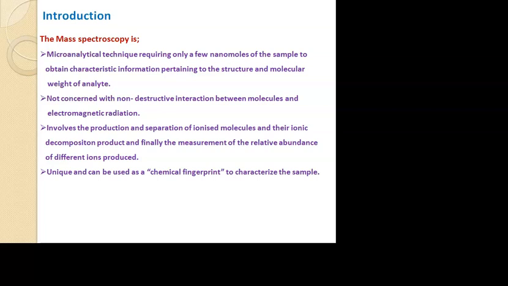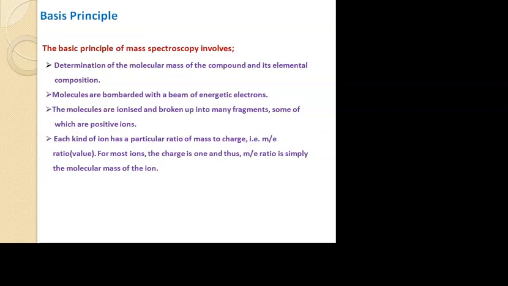This method is generally used for identification of unknown chemical compounds. The basic principle involves the determination of molecular mass. Only the molecules which have a positive charge are selected for determination of molecular mass, and it involves the bombardment of a beam of electrons or energetic electrons.